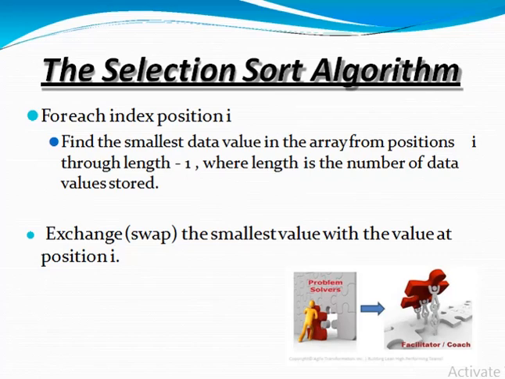For each index position i, find the smallest data value in the array from position i through length minus 1, where length is the number of data values already stored in the given list. The average case and worst case time complexity for selection sort is order of n square, whereas the space complexity for selection sort is order of 1.